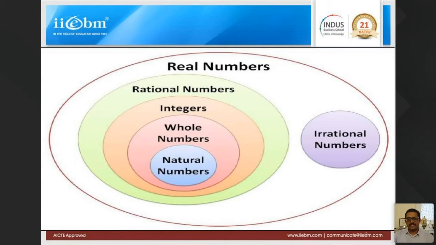So now I hope you have understood that natural numbers are counting numbers. Inclusion of 0 in it becomes whole numbers. Inclusion of negative numbers in whole numbers becomes integers. Rational numbers are the numbers which can be represented in the form of a by b, wherein b is not equal to 0. Rational numbers can be terminating or non-terminating, but they are recurring. Whereas irrational numbers are the numbers which cannot be represented in the form of a by b, where b is not equal to 0, and these are always non-terminating and non-recurring. And all these numbers are called real numbers.